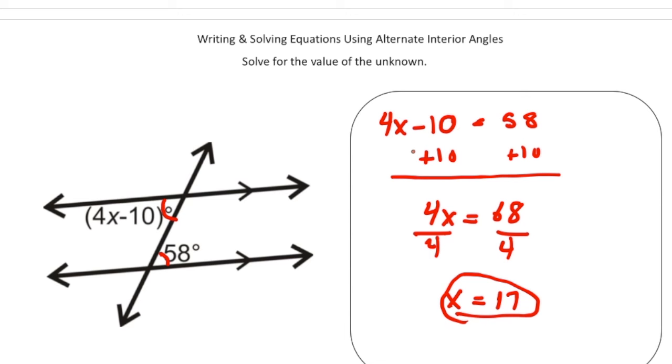All right, so why don't you pause the video and try the your turn problems now, and when you're done, hit play, and you can see how you did. All right, good luck.